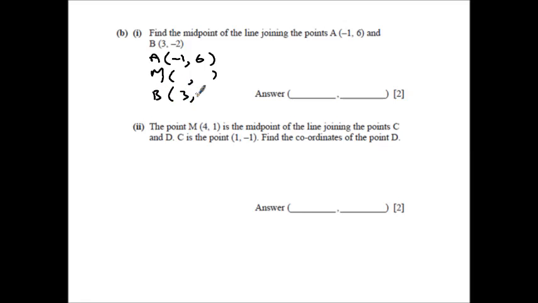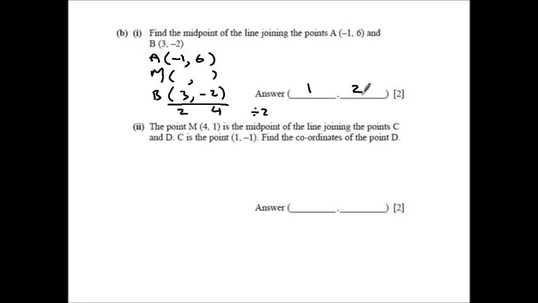So my technique to find the midpoint is to add up the x coordinates and then the y coordinates. So the minus 1 plus 3 will give you 2, the 6 add minus 2 is 4, and simply divide by 2. This will give me the coordinate (1, 2).